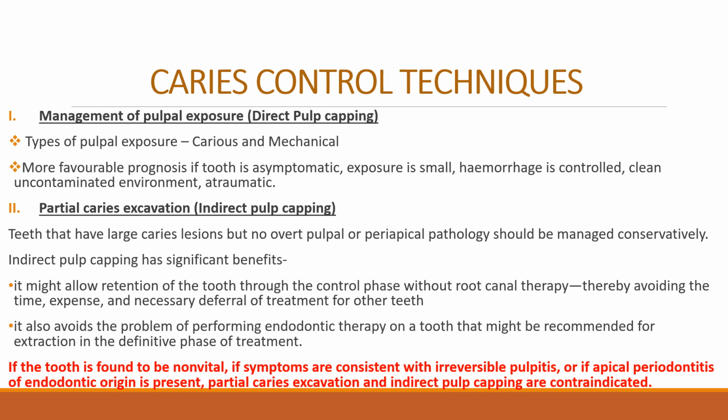One very important point to be kept in mind is if the tooth is found to be non-vital, or if it has symptoms of irreversible pulpitis, or if it has apical periodontitis of endodontic origin, partial caries excavation and indirect pulp capping are contraindicated in such cases.